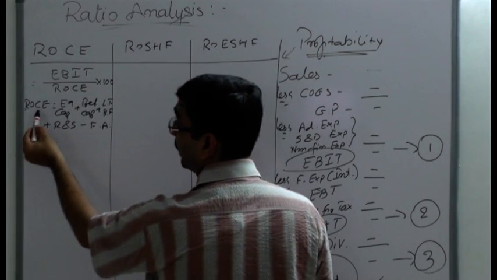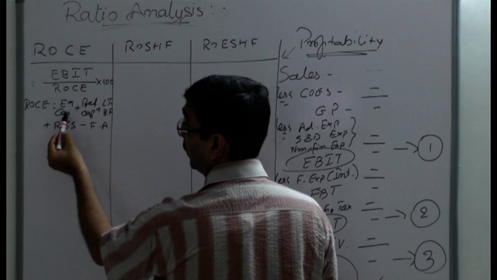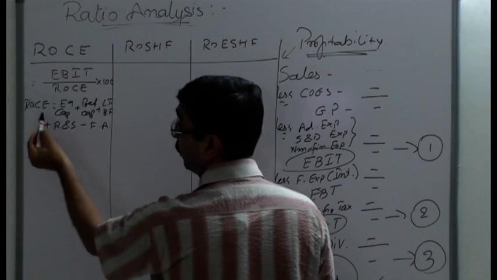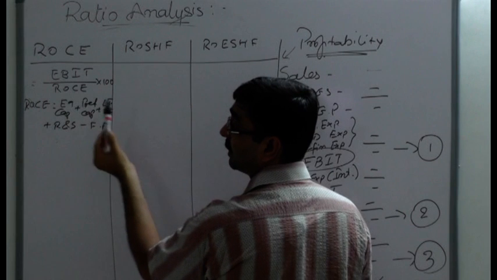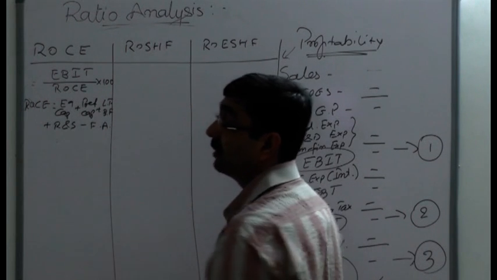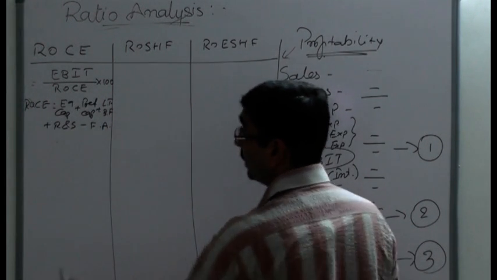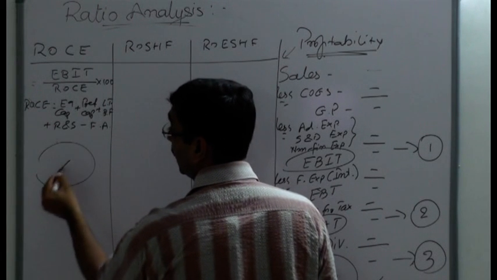So return on capital employed is actually found this way. This is the capital employed: equity share, preference shares, long-term funds, reserves and surplus minus fictitious assets, and the answer would come in percentage.